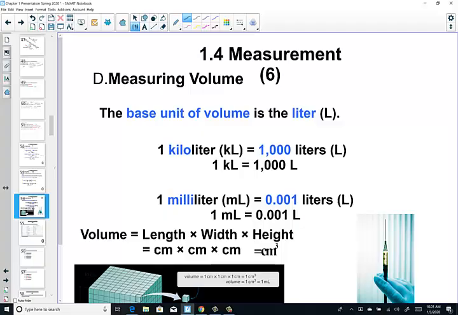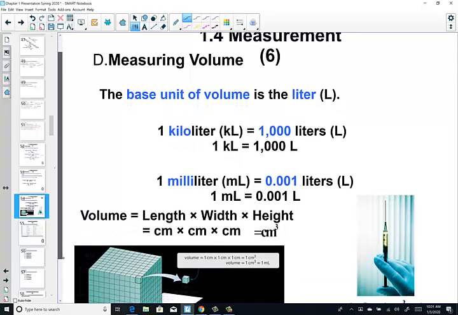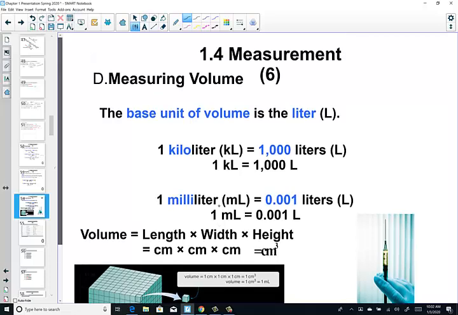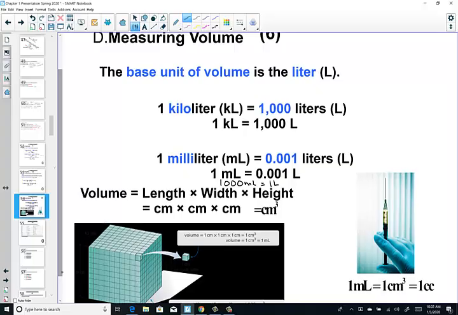When we measure volume, volume is in the base unit called a liter. If we have a kiloliter, that's equivalent to 1,000 liters. If we have a milliliter, that's a 1,000th of a liter. Another way of thinking about this would be to say 1,000 milliliters is equivalent to 1 liter, where the base unit is given 1 and the smaller unit, milli, represents 1,000.